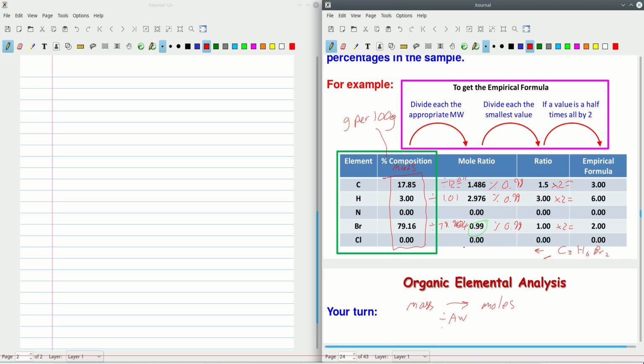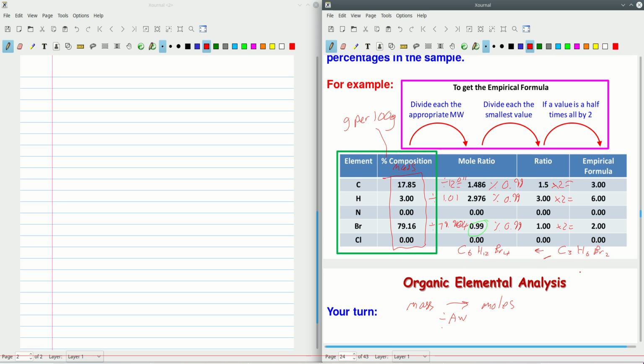So it could be the actual molecular formula is C6H12Br4, which matches this empirical formula. This is not the lowest ratio. The lowest ratio is 3 to 6 to 2, whereas this is 6 to 12 to 4. This could be the molecular formula, and this is the empirical formula, which is the lowest ratio.